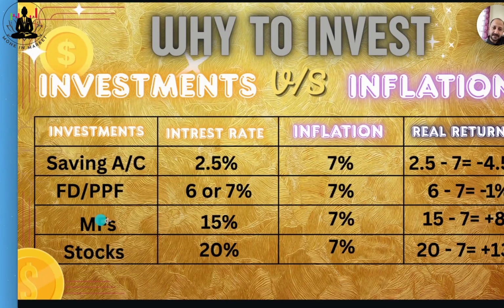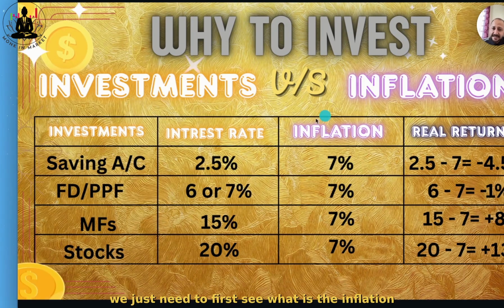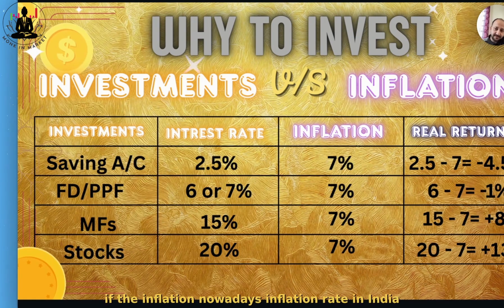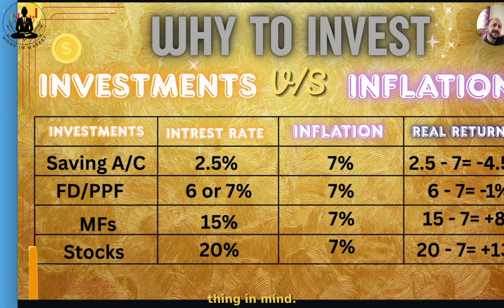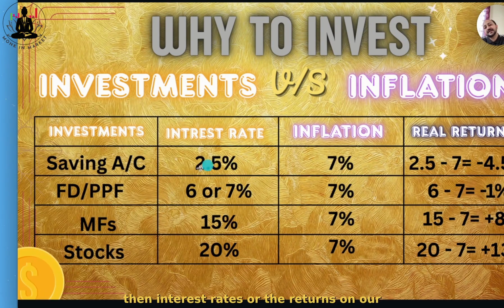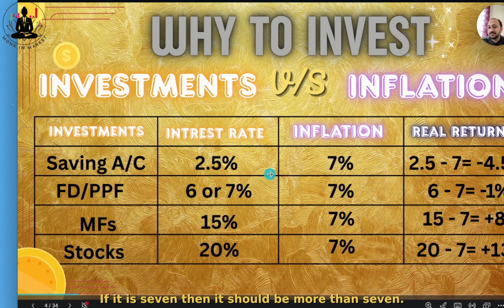Wherever we are investing our money, we just need to first see what the inflation rate is at that point of time. For example, nowadays the inflation rate in India is around 5%. Always remember this thing and keep it in your mind. To grow money in real terms, we need to earn interest more than this inflation rate. If it is 5, then it should be more than 5. If it is 6, then the returns on our investment should be more than 6. If it is 7, then it should be more than 7.